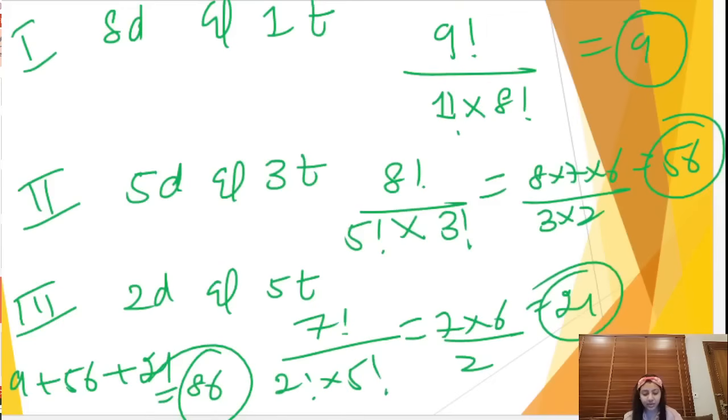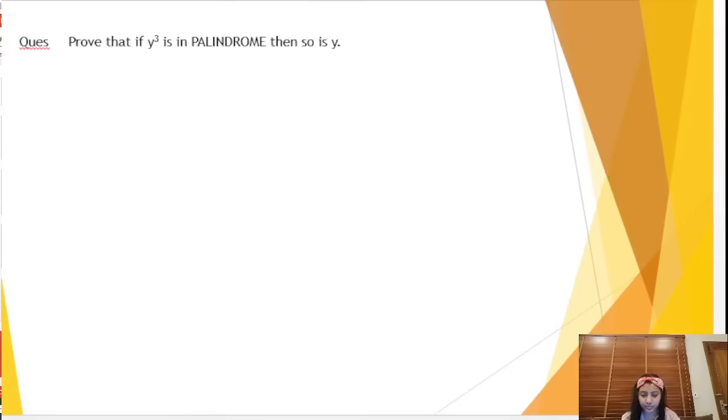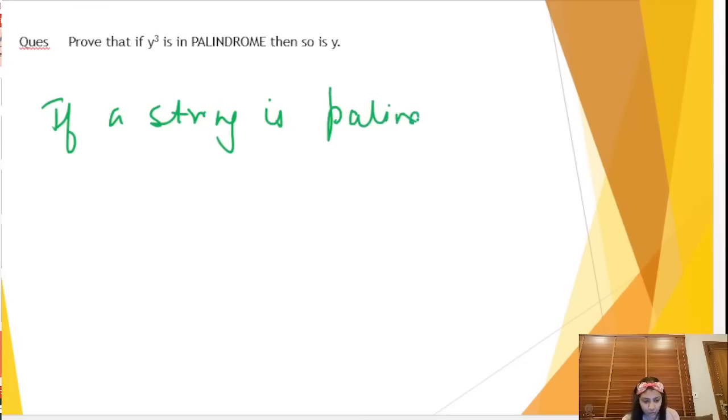Coming to the next question now, which says prove that if y cube is a palindrome, then so is y. So we know this obviously. If y cube is a palindrome, then y will also be a palindrome. Now how can we prove this? Let's say if any string is a palindrome, here we can say y cube, right?